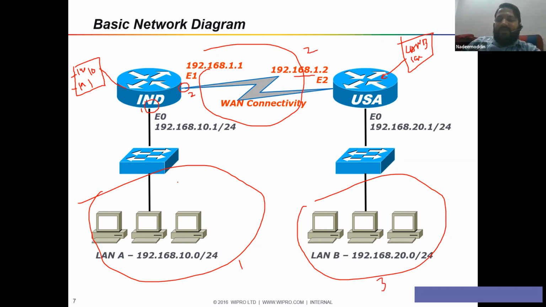So for routing, if you want to communicate from India to USA, then in your routing table you should have all these three routes. The India router should have routes 1, 2, 3. The USA router should have routes 1, 2, 3. But currently by default, in the India router, routes 1 and 2 are there. In the USA router, routes 2 and 3 are there. Now my question is, in the India router, which network is missing in the India routing table?